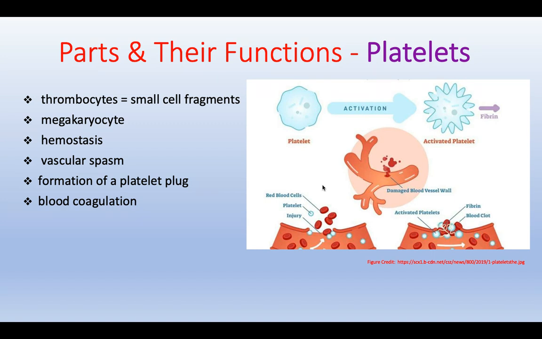Platelets are really important in stopping bleeding, and they do this in 3 ways. They have a vascular spasm, which means the vessels constrict. They form a platelet plug, where the platelets stick to the damaged vessels, and then the blood coagulates. All in all, there are about 12 clotting factors that are really important in clotting our blood.